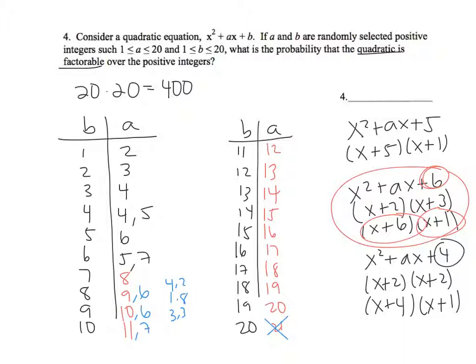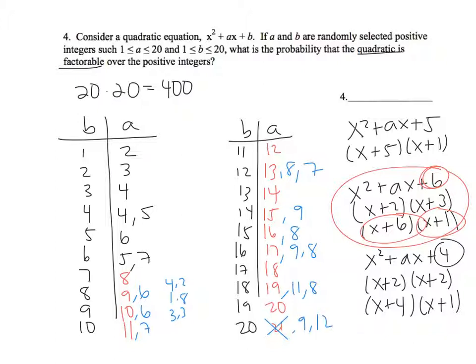Similarly, I'm going to get 8 and 7 for 12. I'm going to get 9 for 14. I'm going to get 8 for 15. I'm going to get 9 and 8 for 16. I'm going to get 11 and 8 for 18, and I'm going to get 9 and 12 for 20.